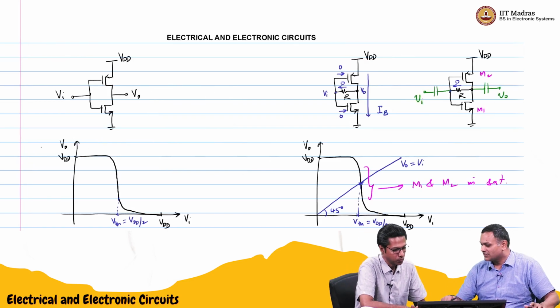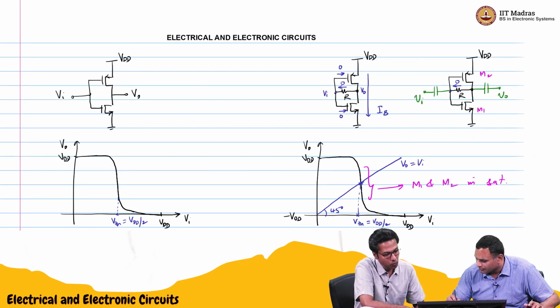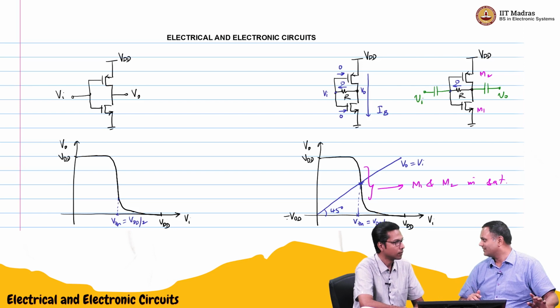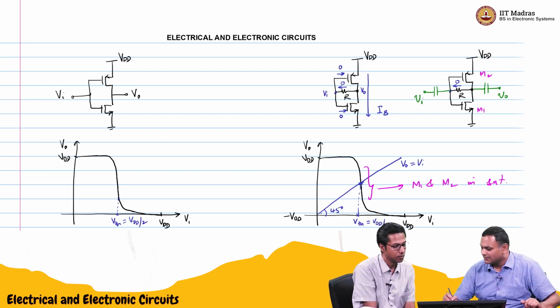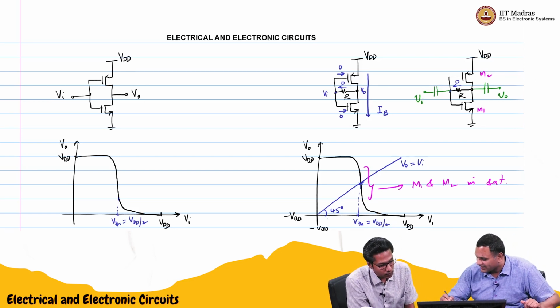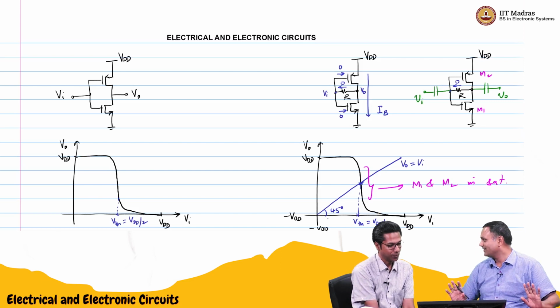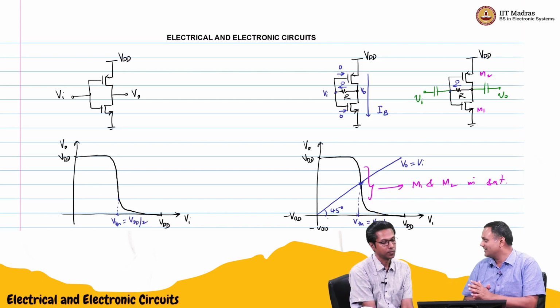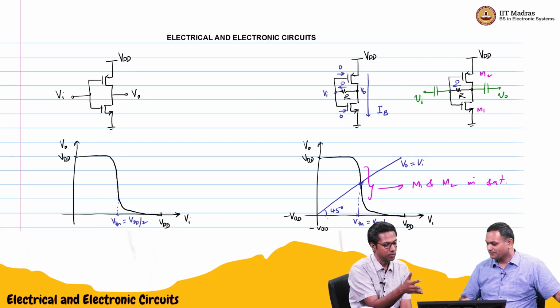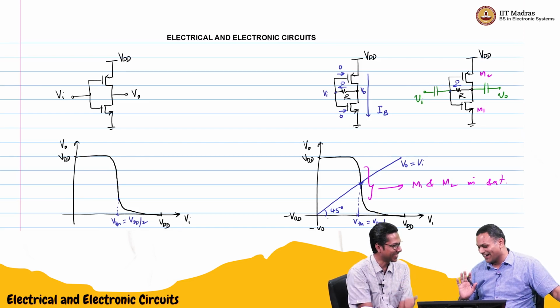Correct. You can just use the same curve, except this should be minus VDD. You can imagine it like that. And this will also be minus VDD. X goes from minus VDD to VDD. That is all. You can just imagine that the axis is shifting. So this transition ideally will happen at 0.